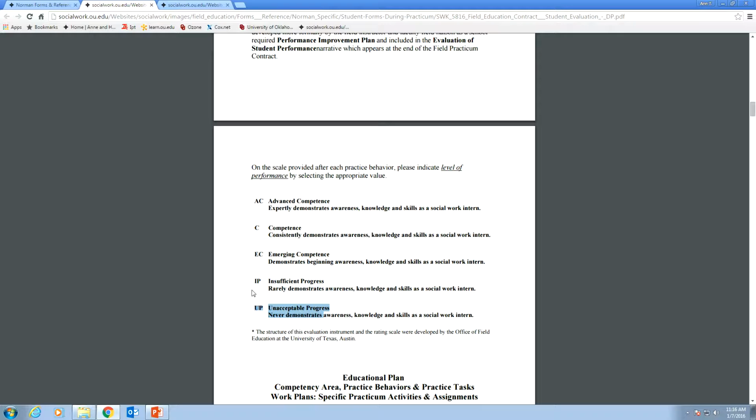For either of these, the UP or the IP, insufficient progress, the faculty liaison must be notified. If a student receives an insufficient progress in one or two items, a PIP, Performance Improvement Plan, would be constructed with the help of the liaison to specify what the student needs to do and within what time frame to improve their practice. Again, as always, call the liaison for any concerns. Okay, so let's look at one of our first examples.